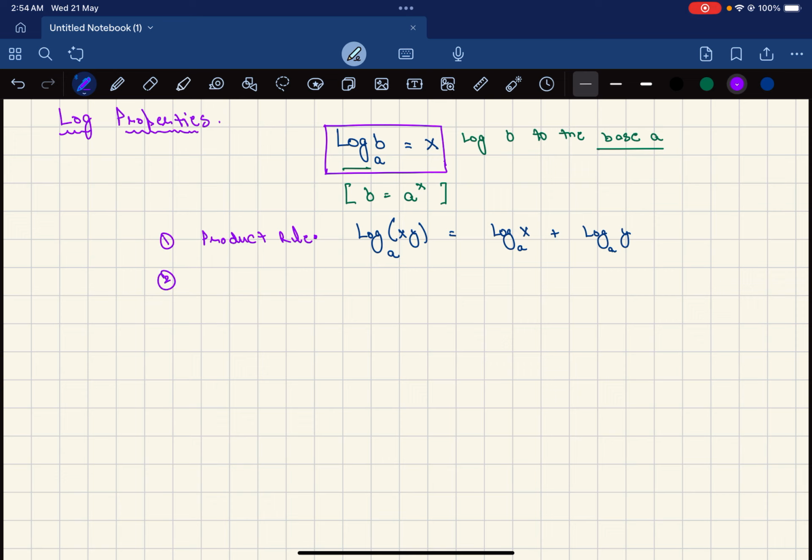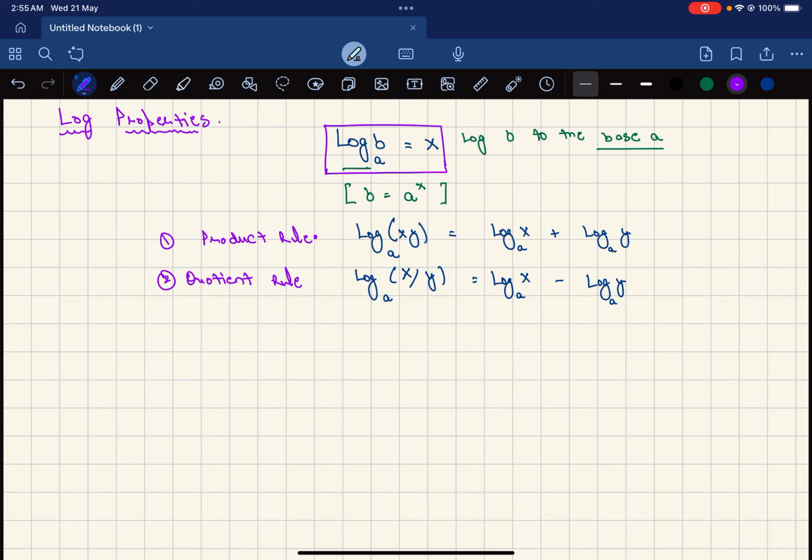So this is the product rule. Next we have the quotient rule, and this states that log of x upon y to the base a is nothing but log of x to the base a minus log of y to the base a. So instead of adding here, we are subtracting. That is the only difference between the product rule and the quotient rule.